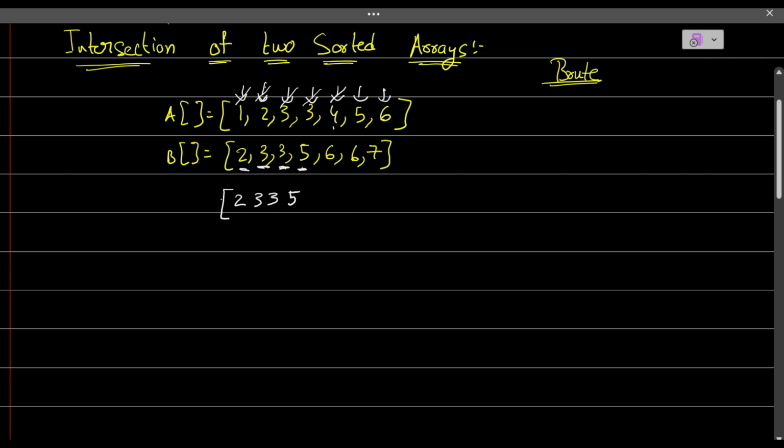Okay. Then I'll go to 6 and check for 6. Is there a 6? Yes, here is the 6. Then I'll pick it. So this is my intersection array. This is my answer.